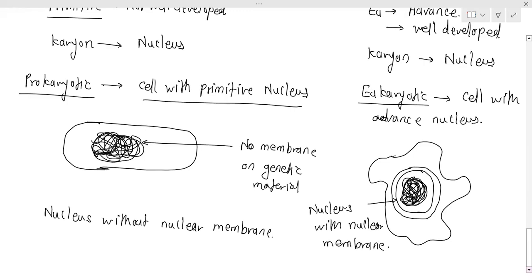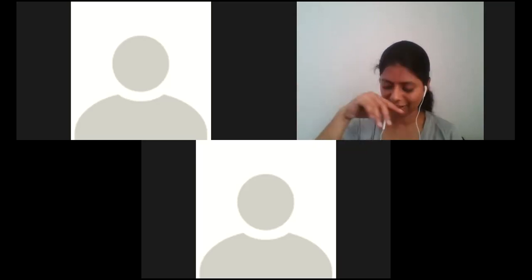Understanding? Okay. So a nucleus with a nuclear membrane is an advanced characteristic, and a nucleus without a nuclear membrane is a primitive characteristic. Got it? Remember this. Now, the next thing you need to understand is why just having these two membranes is an advanced characteristic, and why not having a nuclear membrane is a primitive characteristic.